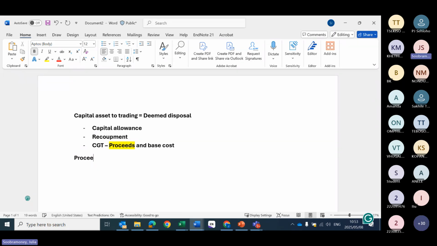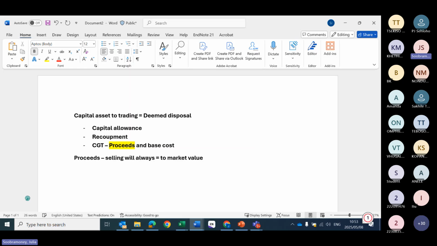Your selling price in your proceeds will always equal to the market value. Why? Because it's a deemed disposal. Everyone with me? Selling price in proceeds will always equal to market value because of deemed disposal. Okay, so now you do the whole calculation.